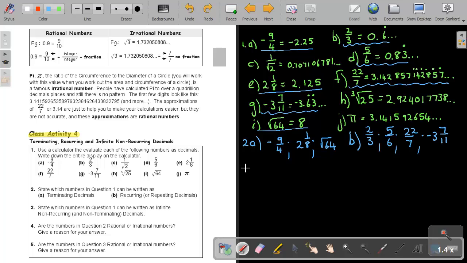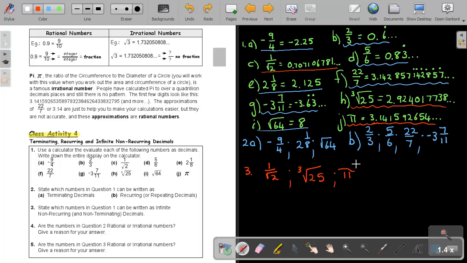Okay, let's go to number 3. State which numbers in question 1 can be written as infinite non-recurring decimals. That means decimals that just go on. Look there. So it will be 1 over square root 2. Okay. Let's see if we find another one. I'm looking for the ones that are not marked. Do you see this one? It's the cube root of 25. Oh, and don't forget that famous pi.